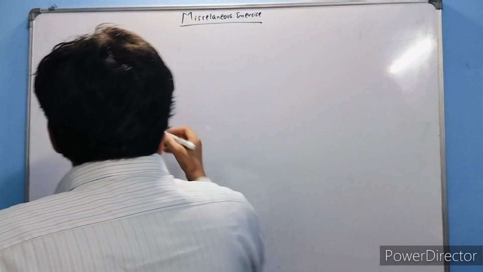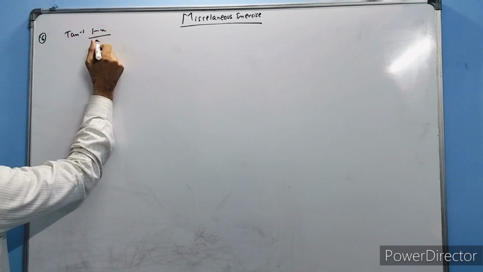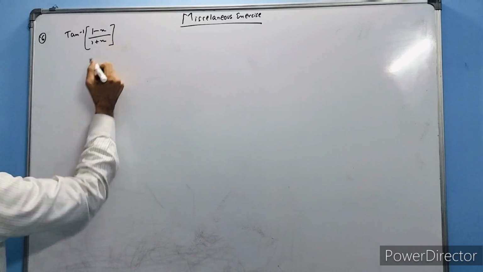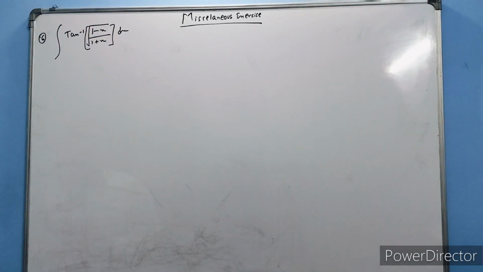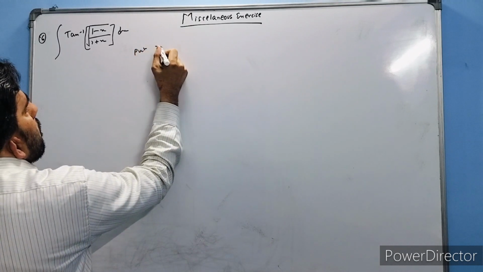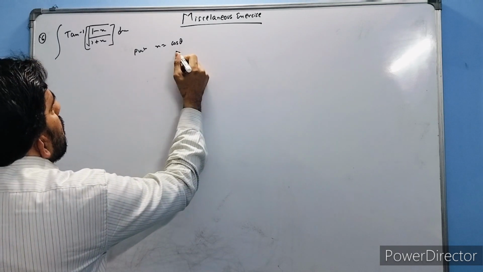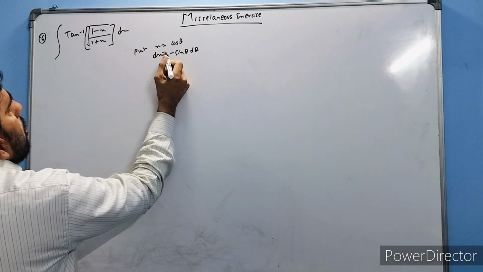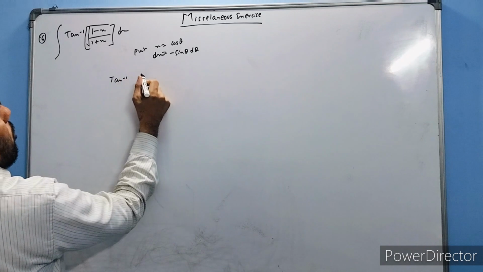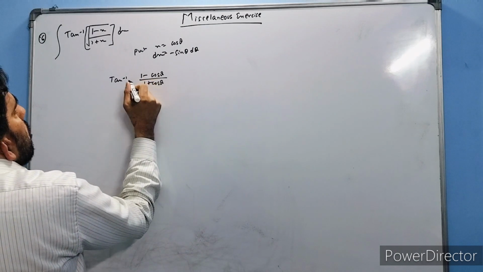Write the question: tan inverse. Sixth question today I have tan inverse of 1 minus x upon 1 plus x. This is the question we have, 1 minus x upon 1 plus x dx. So now what we can do, put x is equal to cos theta. So what I got here is x is equal to cos theta. So we'll get minus sin theta d theta is equal to dx. So now we'll put here tan inverse of 1 minus cos theta upon 1 plus cos theta. Okay, so now we have this.